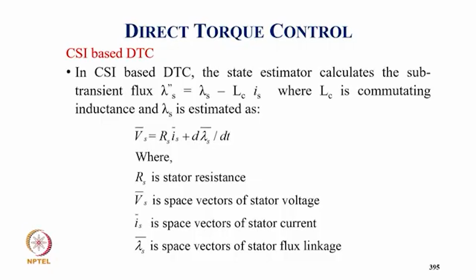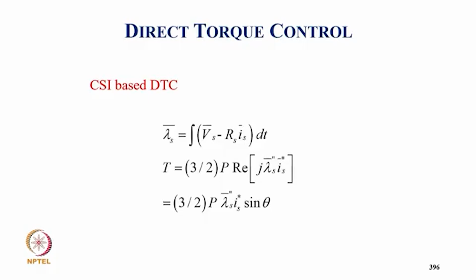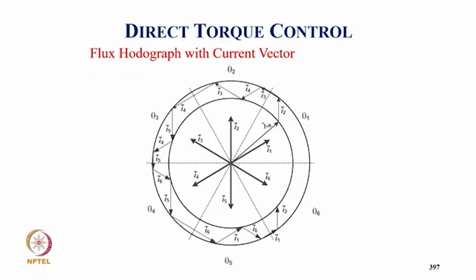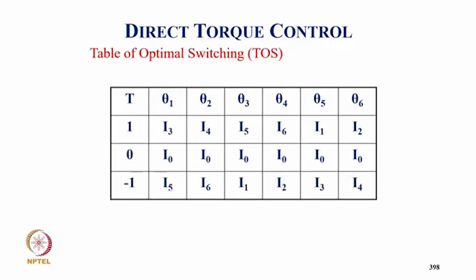So in CSI based DTC, the state estimate calculates the stator flux lambda S star, lambda S minus Lc Is. Lc is the commutating inductance, and lambda S is estimated as Vs equal to Rs Is plus d lambda S upon dt, and lambda S is equal to the integration of Vs minus Rs Is dt. The torque T equal to 3 by 2 P real part of j lambda S star Is, equal to 3 by 2 P lambda S star Is sin theta, and this is the flux hologram of the current vector. Here we have the 0 current vector, and this is the 2 level torque vector and the position of all 9 vectors, 0 vector and 6 vector.